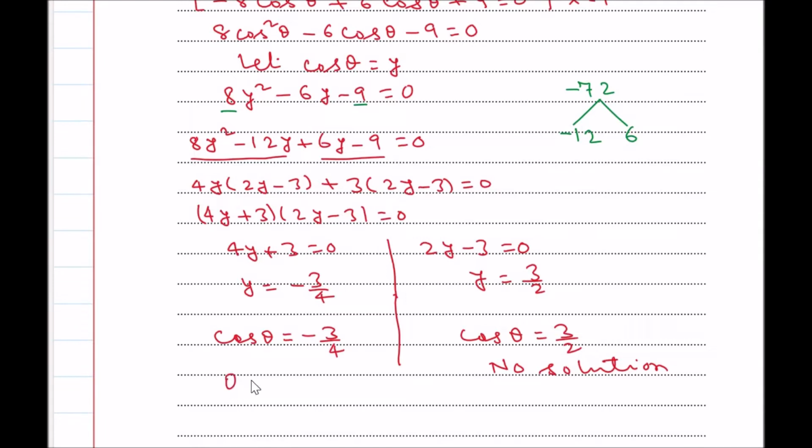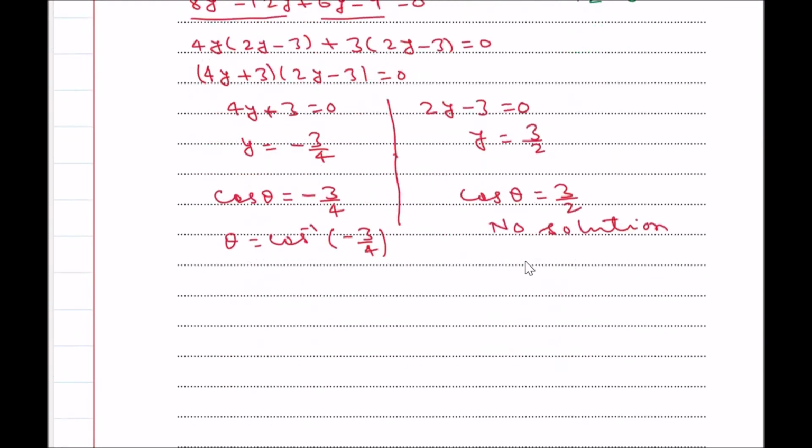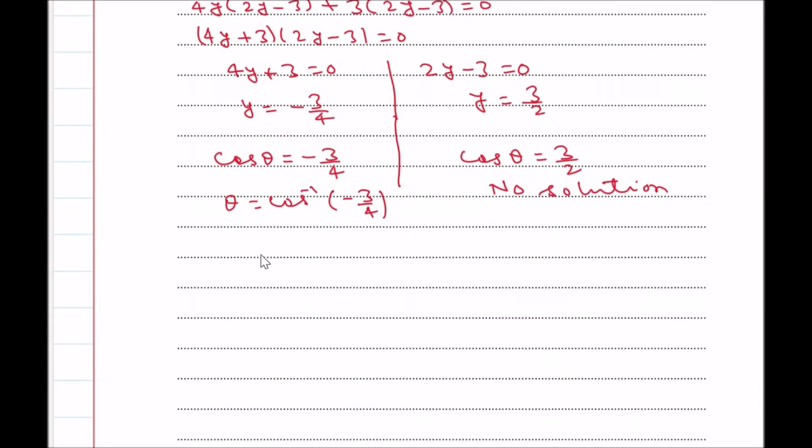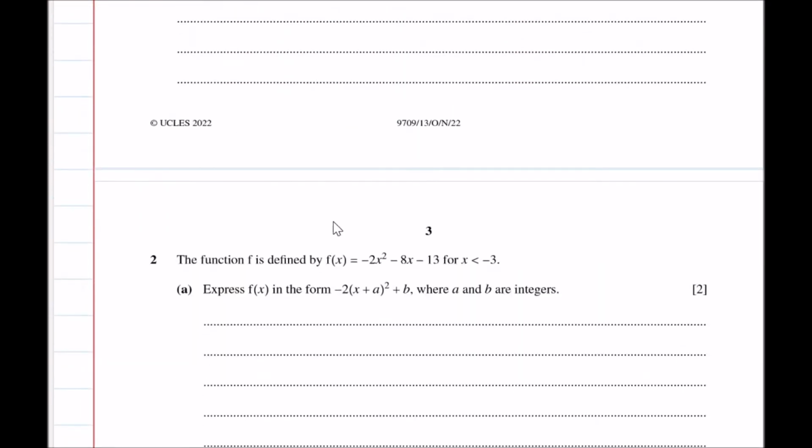Now from here we will take theta equal to cos inverse of minus 3 by 4, and if we put it in the calculator, that is giving us theta equal to 138.6 degree. So this is your answer. This is clear. Let's go to the next question.